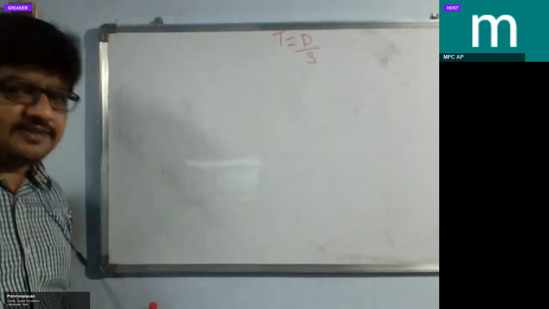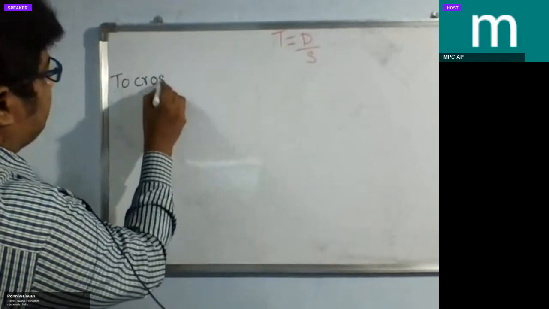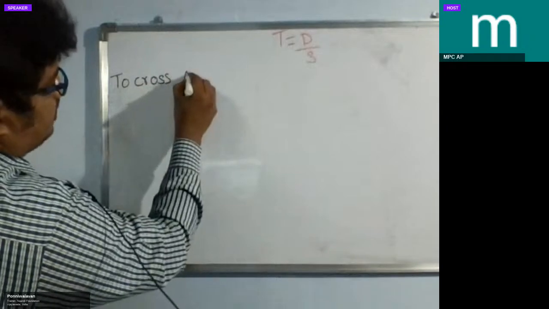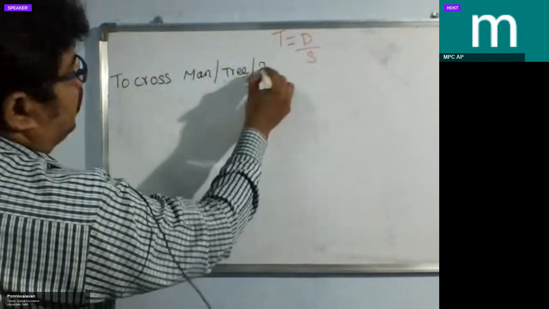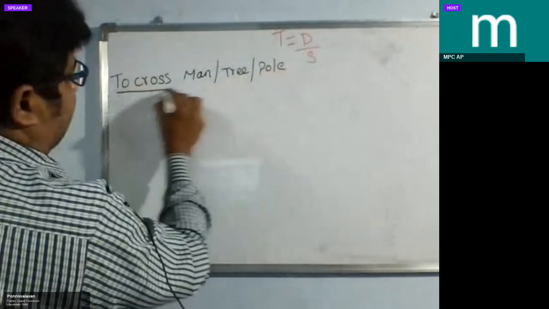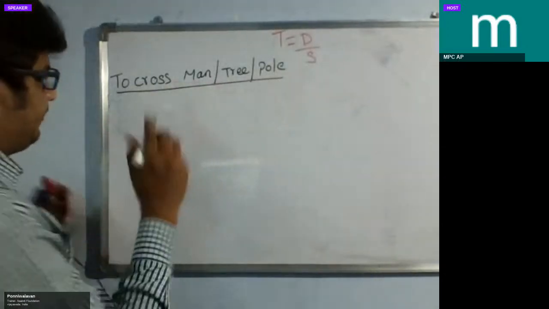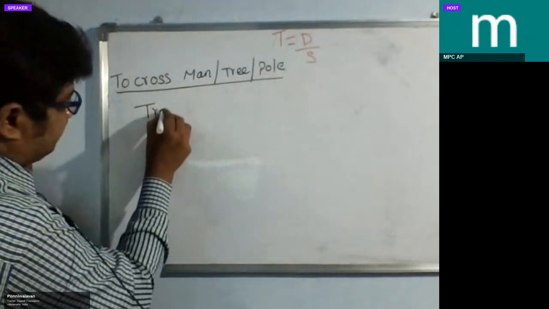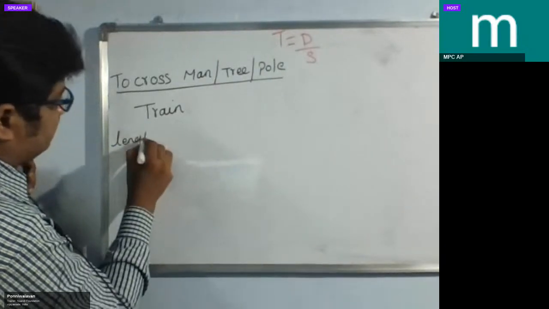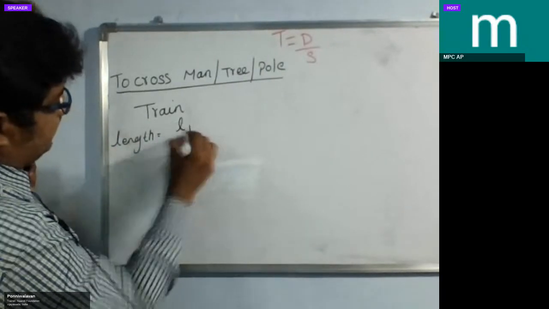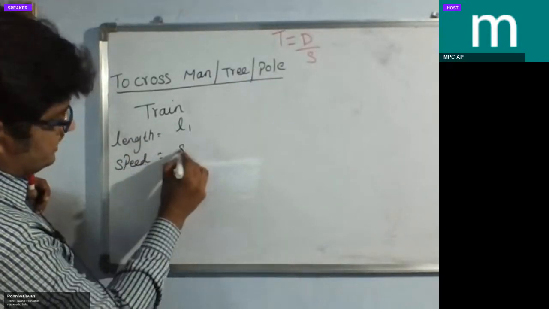First case, time taken by a train to cross a man or a tree or a pole. First object we will take is the train. Train length, we can take it as L1. For the train, we have a speed, we take it as S1.